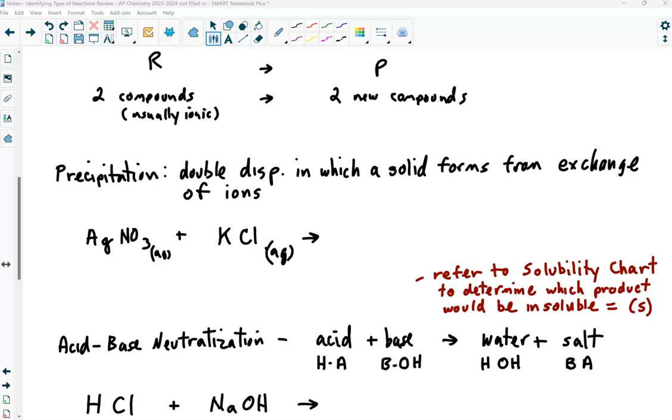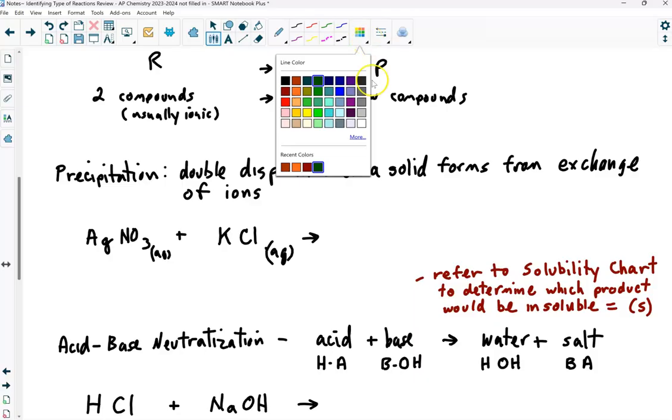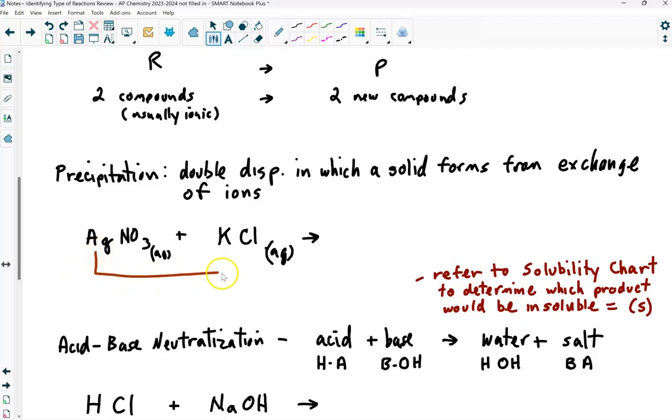It is a double displacement reaction in which a solid forms from the exchange of ions. And so usually the way this is set up, you have two ionic compounds dissolved in water, so those are aqueous solutions. They're going to react. Well, to predict the products of a double displacement reaction, generally what happens is the ions swap partners. So silver ion would then bond to chloride ion, and potassium ion bonds to nitrate ion. And so to write those products, because they're ionic, you would write the ions and balance the charges.